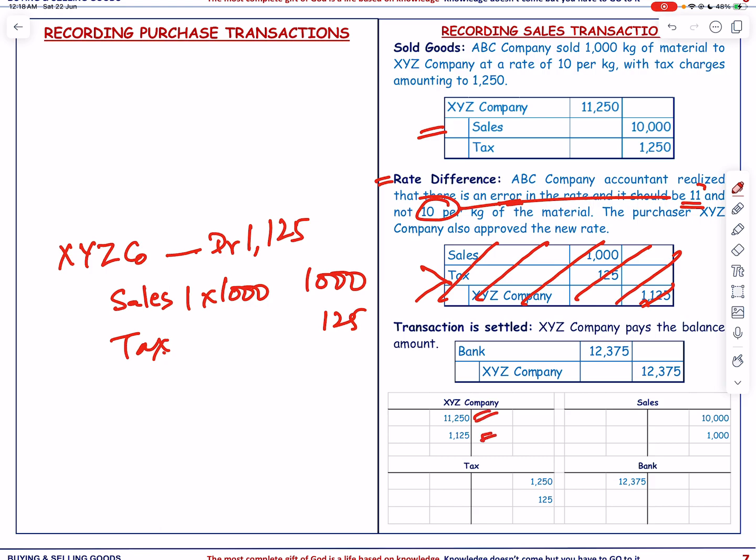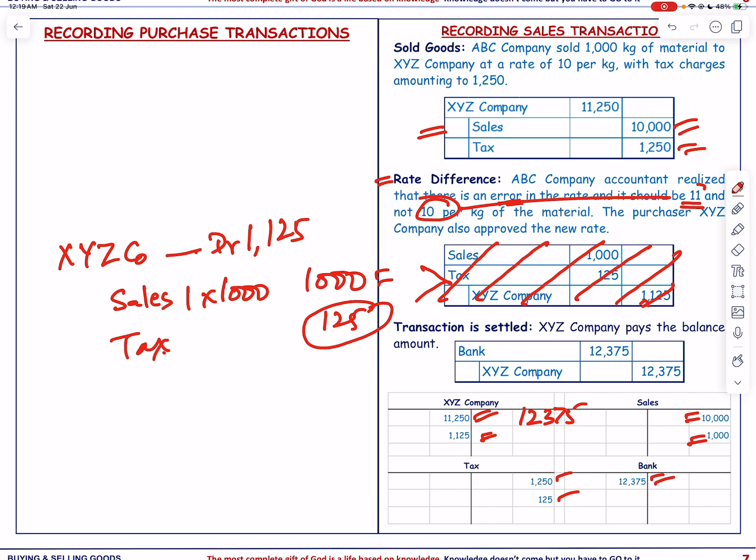So we have 11,250. The debit amount is 11,250 plus 1,125. The sales you can see is 10,000 and plus 1,000, that is 11,000. The tax burden now has increased, 1,250 and 125, and the bank is going to pay the amount. So the amount payable will be how much? 12,375. So bank account is debit and XYZ account will be credit by 12,375.